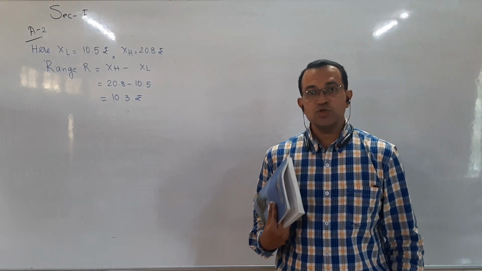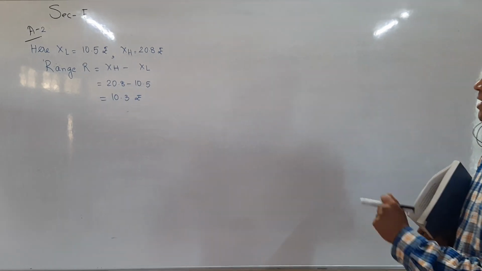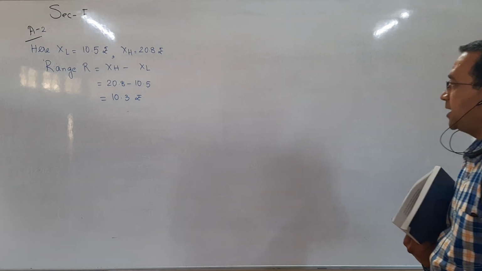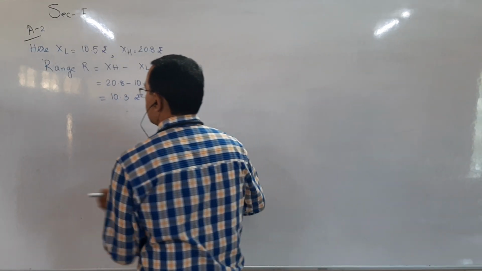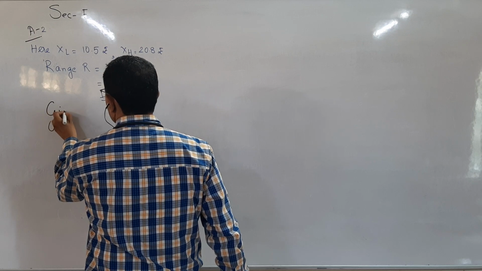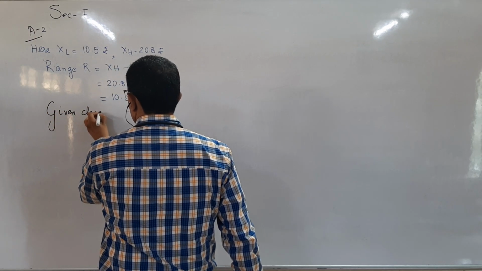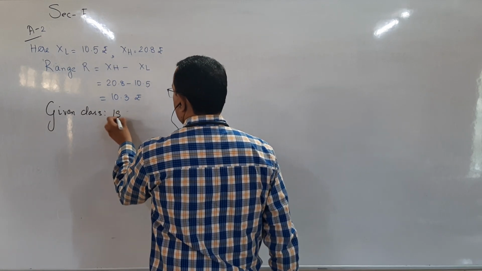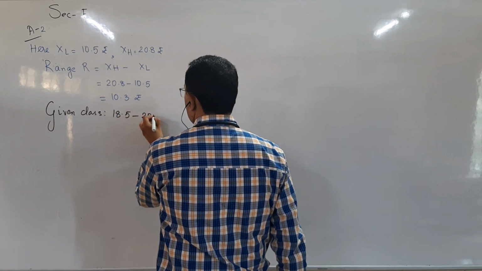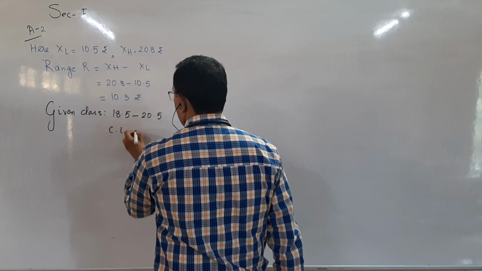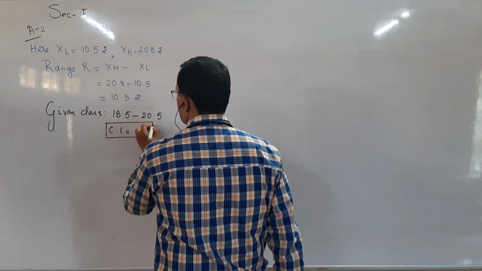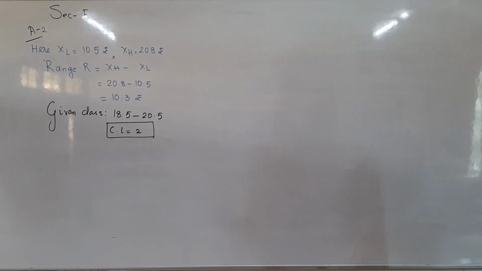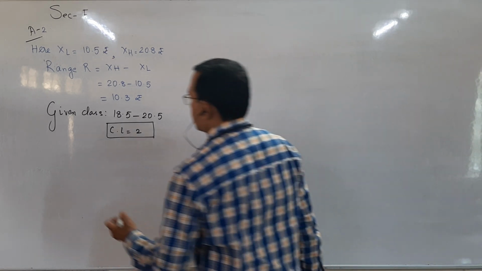Okay. So the minimum value is 10.5. So I can start a class with 10.5. Now the given class is 18.5 to 20.5, where the class length is 2. Class length is 2. So let us check how many classes shall we take.